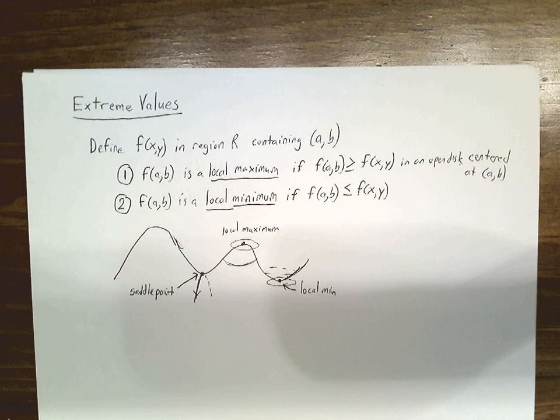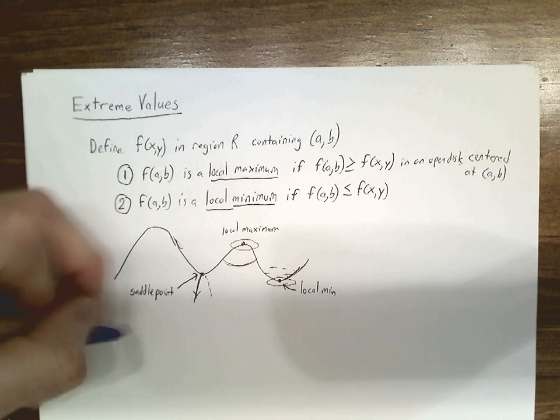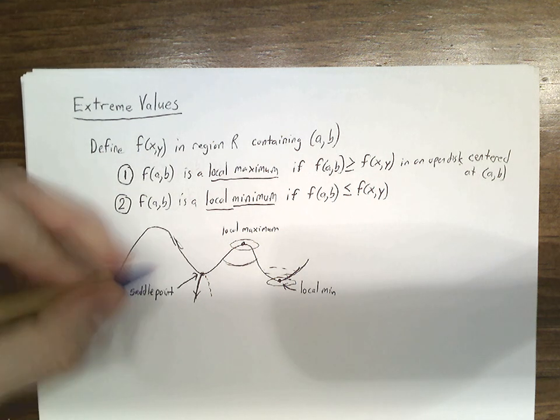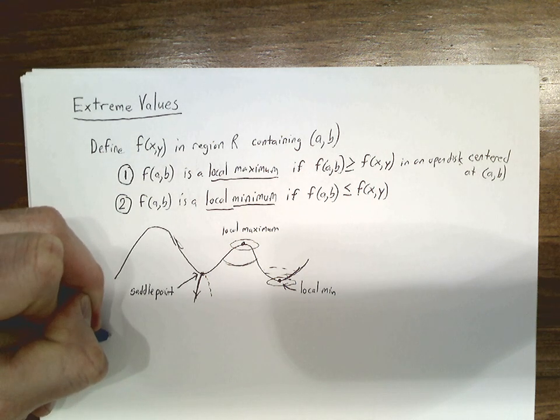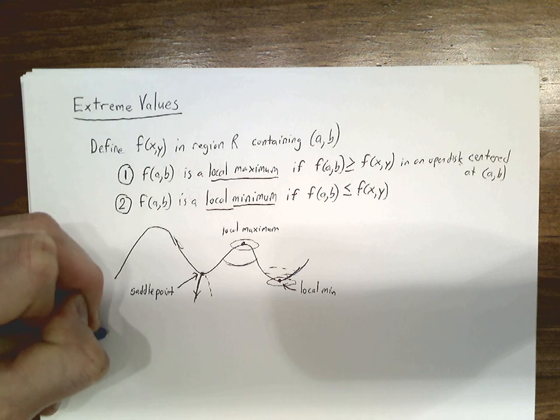So now the trick is, how do I figure out where these extreme values occur? Given a function, where can I find these extreme values? Where are these local maxes or mins or saddle points? When we did functions in 1D, I could always find the critical points by looking at the first derivative.